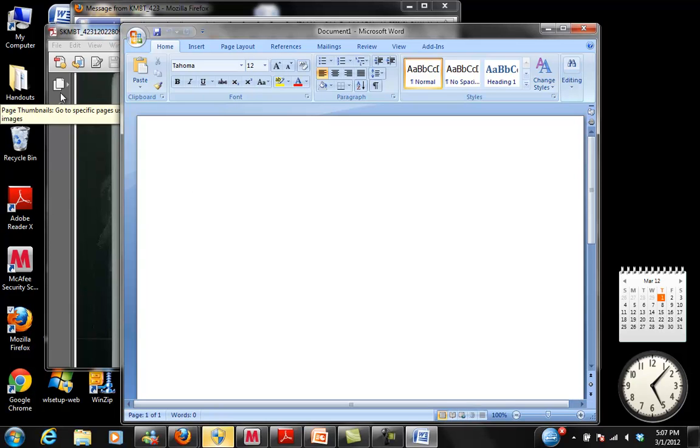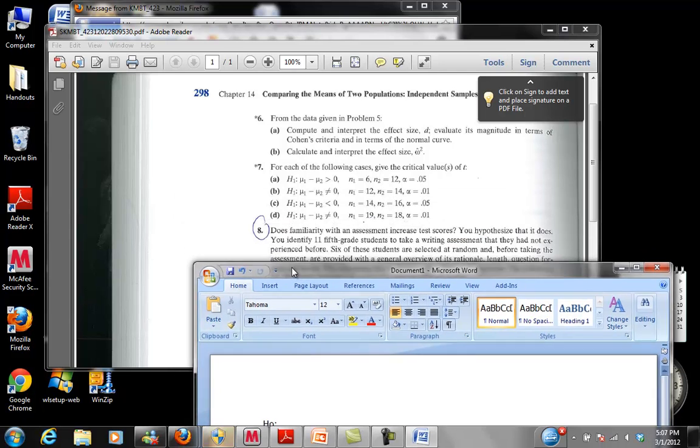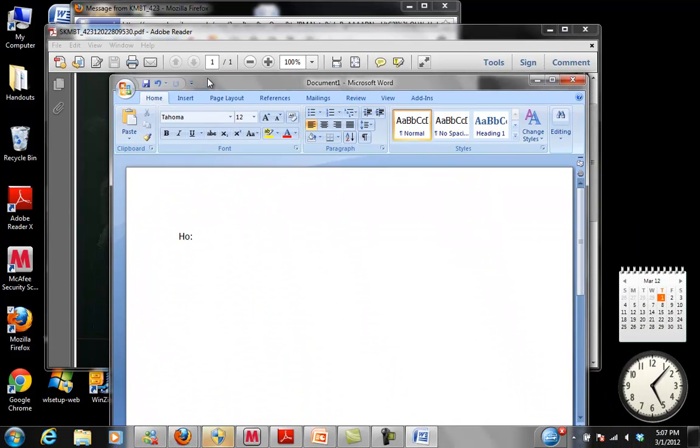Alright, so your null hypothesis. Whichever group you want to make the first group is really up to you. A lot of times people just do it in the order it's given. So the first group is the overview group. So we're going to say the mean of the overview group is the same as the mean of the no overview group.